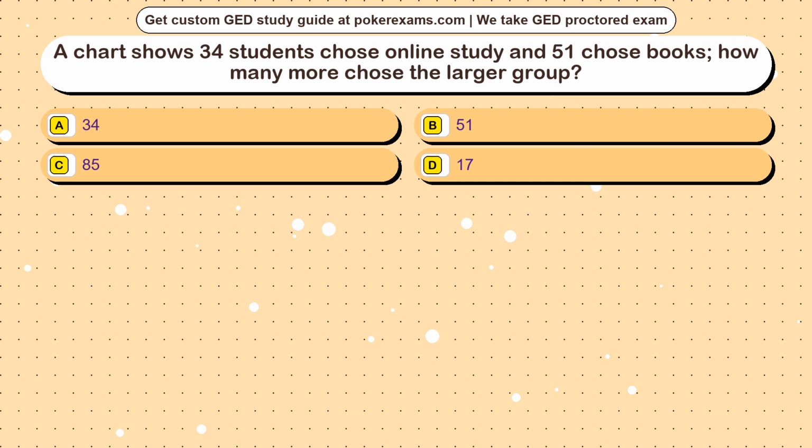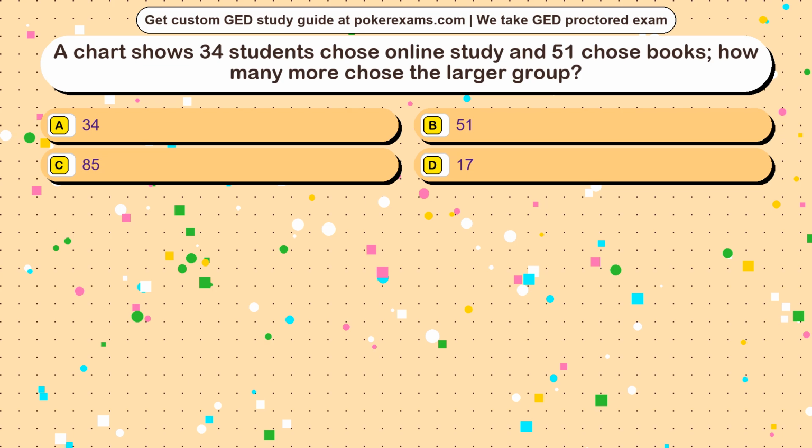Question 5. A chart shows 34 students chose online study and 51 chose books. How many more chose the larger group? Option A: 34. Option B: 51. Option C: 85. Option D: 17.